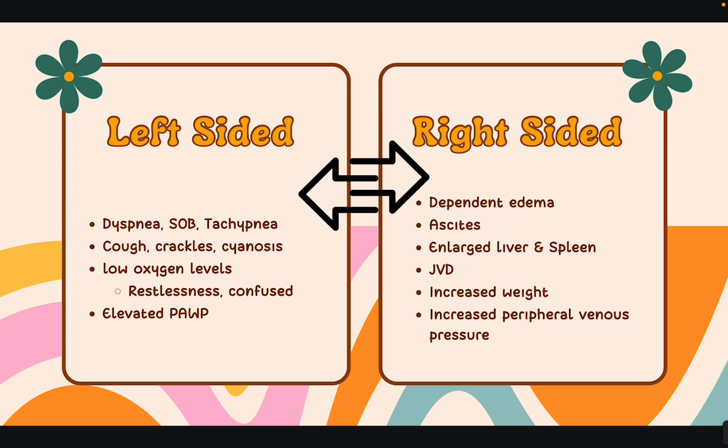So the left-sided heart failure is going to basically give you symptoms associated with the lungs. Something that you could remember is left starts with an L, lung starts with an L. So the left-sided heart failure causes symptoms in your lungs, okay? So you're going to see the patient short of breath with dyspnea, tachypnea, cough, crackles, cyanosis, low oxygen levels. And when a person has low oxygen levels, they start to get acidotic, and that's going to lead to the patient getting restlessness and confusion.